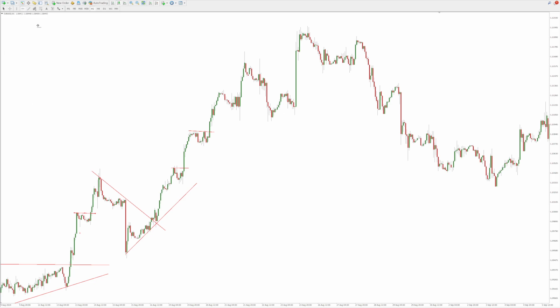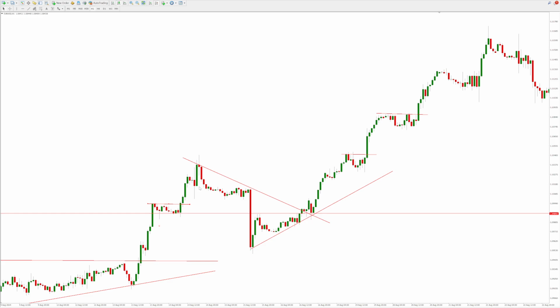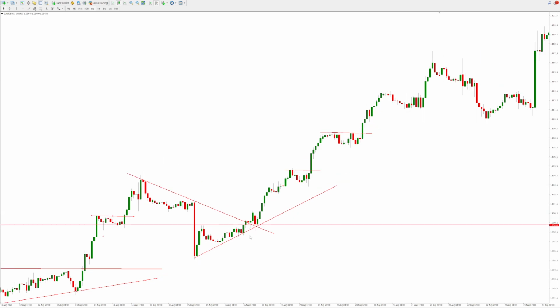You do have this level of support, and then it becomes resistance, price goes out again, and then it becomes support again. So you could have been looking to enter, re-enter around there.